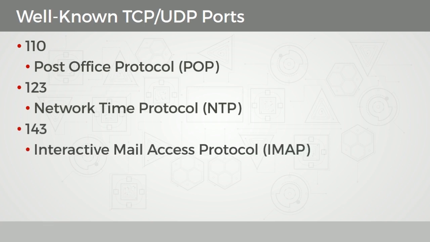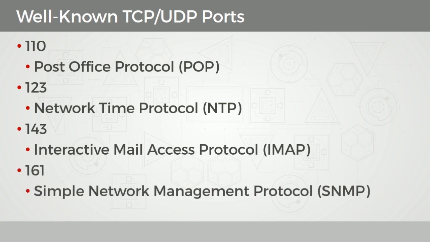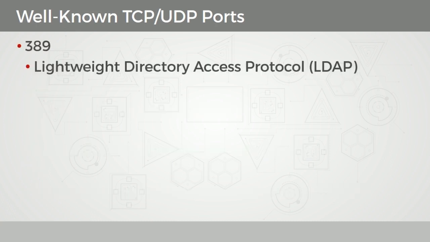143 is IMAP, Interactive Mail Access Protocol. 161 is SNMP, very popular network management protocol, simple network management protocol. Another very common protocol is the Lightweight Directory Access Protocol, LDAP, used to access configuration items in a directory like Active Directory. A lot of organizations today will block port 389 and actually use the SSL TLS version of LDAP, and that's going to use port 636.